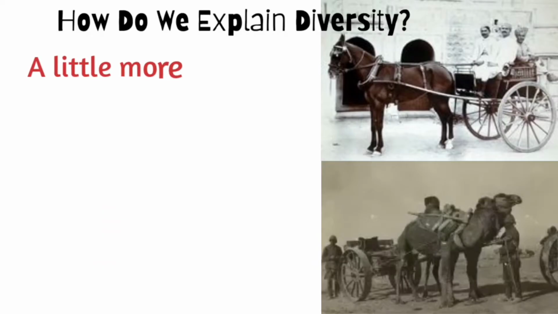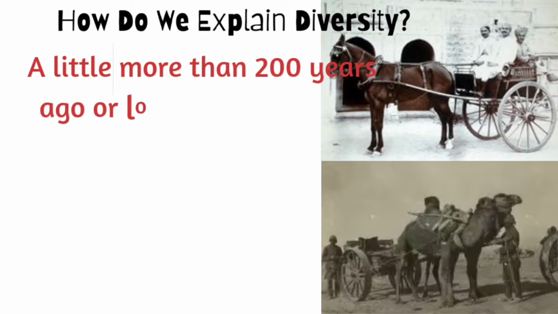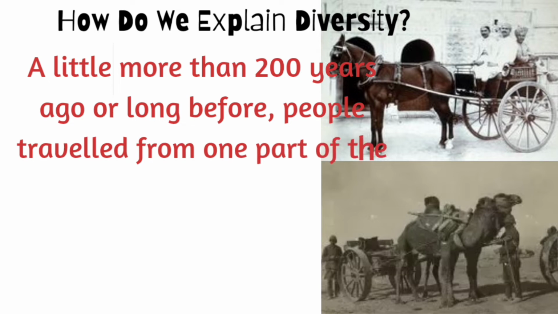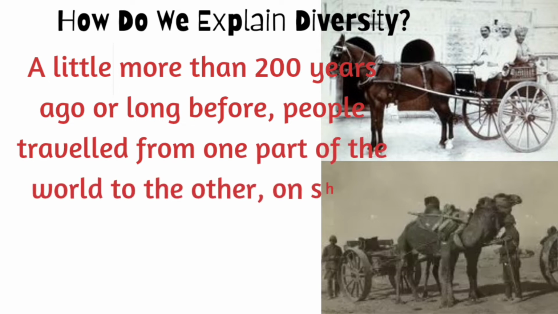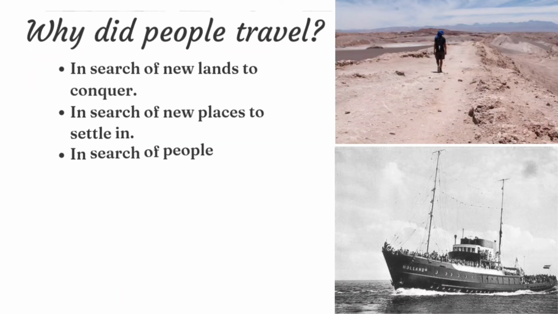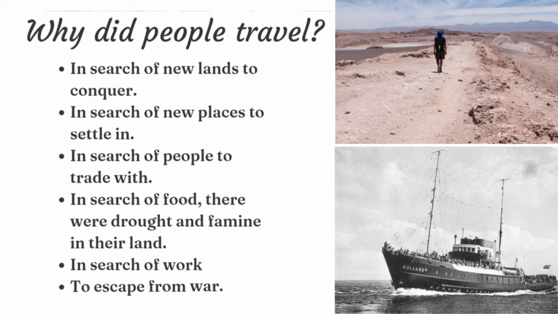How do we explain diversity? A little more than 200 years ago or long before, people traveled from one part of the world to the other on ships, on horses, on camels, or on foot. Why did people travel? What was the purpose of traveling? So, there were different purposes.